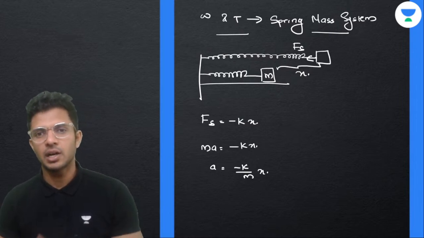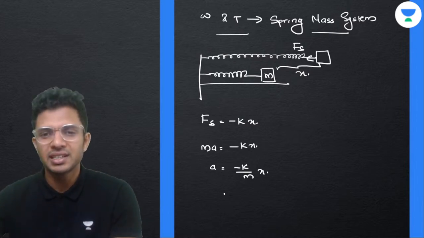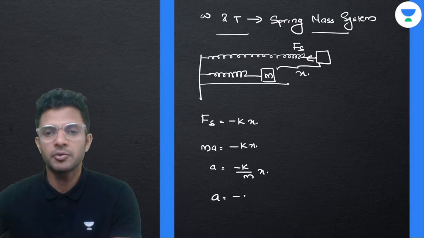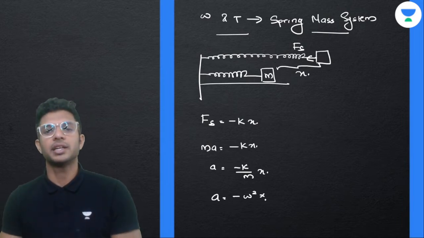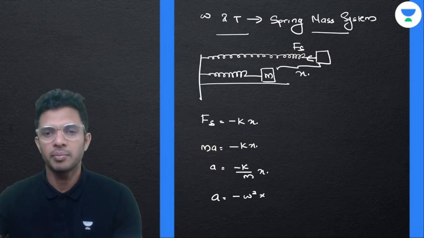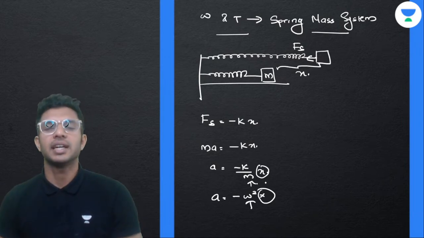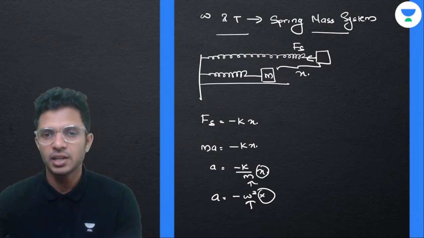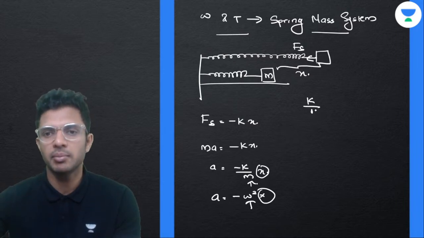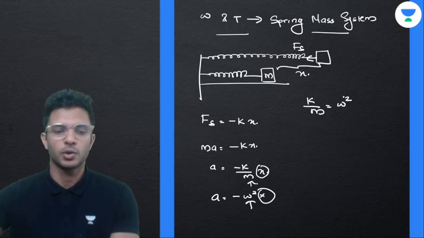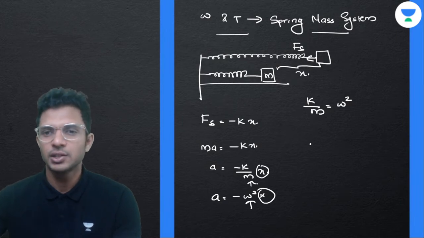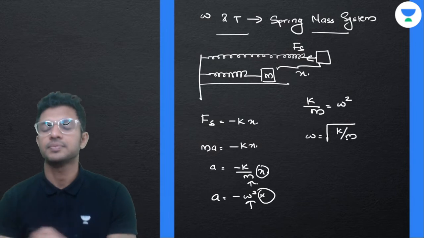Now, how can we get omega? It's simple. Just write down the general formula for acceleration, which is minus omega square x. Comparing, we know that the coefficient of x has to be omega square if the particle is in SHM. So we can write the coefficient of x, which is k by m, is equal to omega square. So what is the value of omega? Root of k by m.